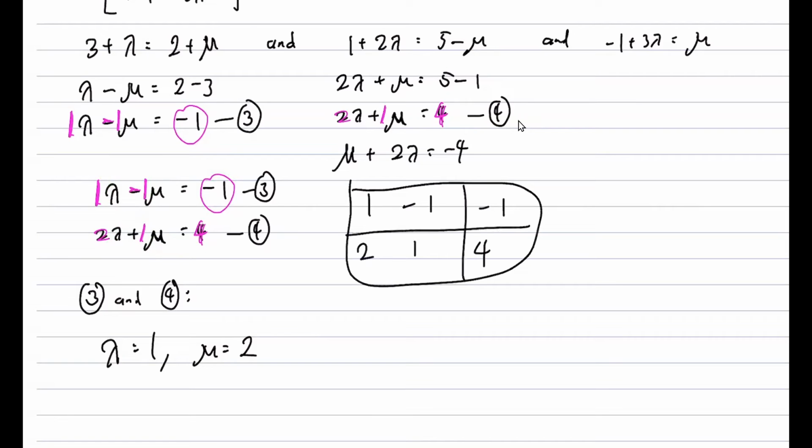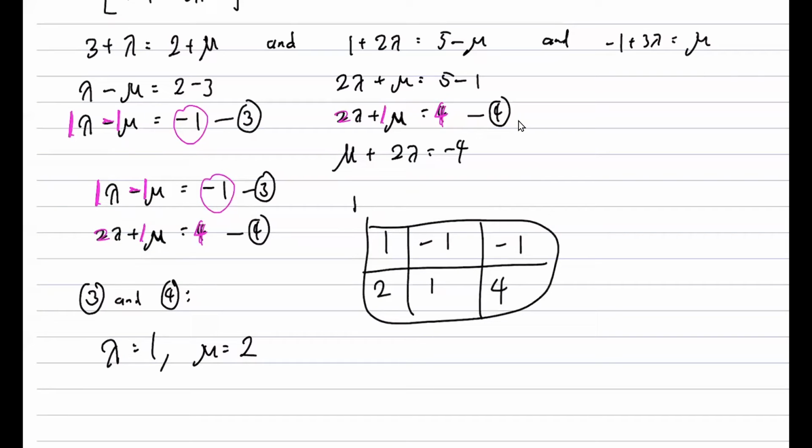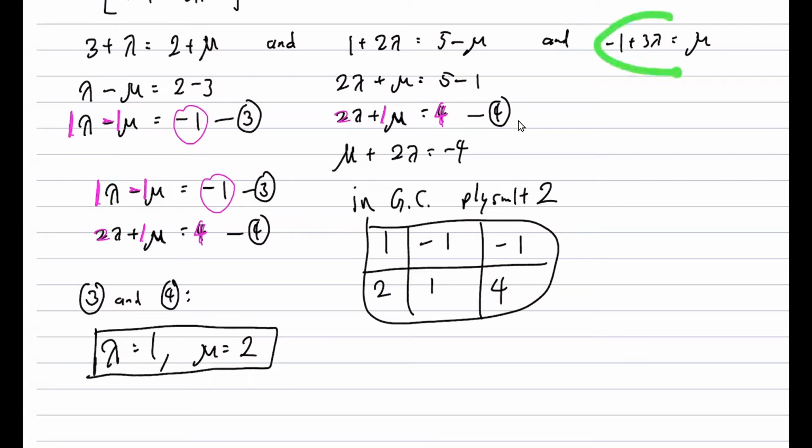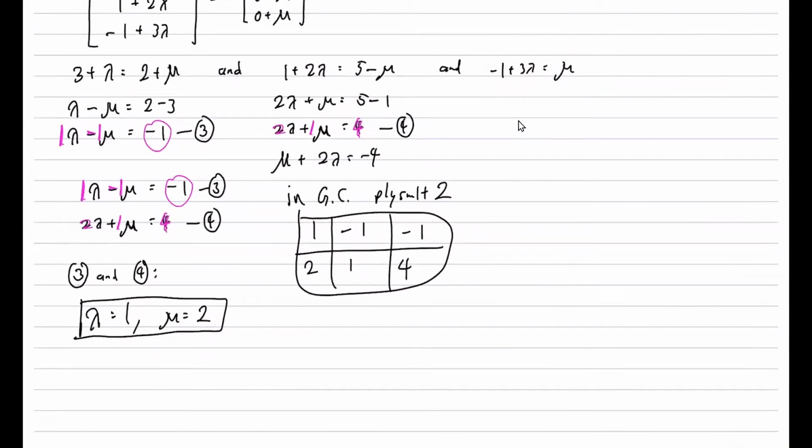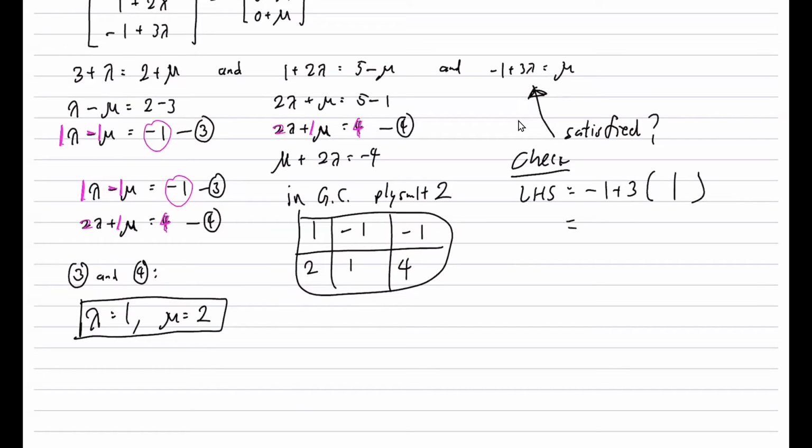Okay, yeah, like this in the GC. In GC poly simultaneous number 2. So you get this 2 as your function, but wait, here we still got one more equation. Let's double confirm. Do we satisfy this equation? Satisfied? Check. LHS: -1 plus 3 times lambda, but lambda we solved for 1. So what do we get? -1 plus 3, which is +2. How about RHS? Also 2, we solved for mu equal to 2. Since they are both equal, this confirms it is correct. Consistent. That means that this is our actual answer.